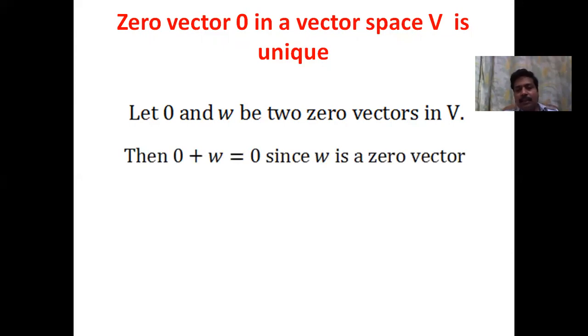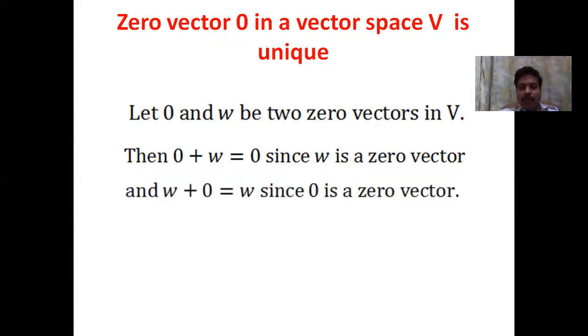Since W is a zero vector, O + W = O. This is the property of a zero vector: the zero vector does not change the vector. Here, if W is a zero vector, it does not change O, so it will give you O only. Similarly, if O is a zero vector, O does not change W, so W + O = W, since O is the zero vector. Since we have taken that there are two zero vectors, we get these two relations.